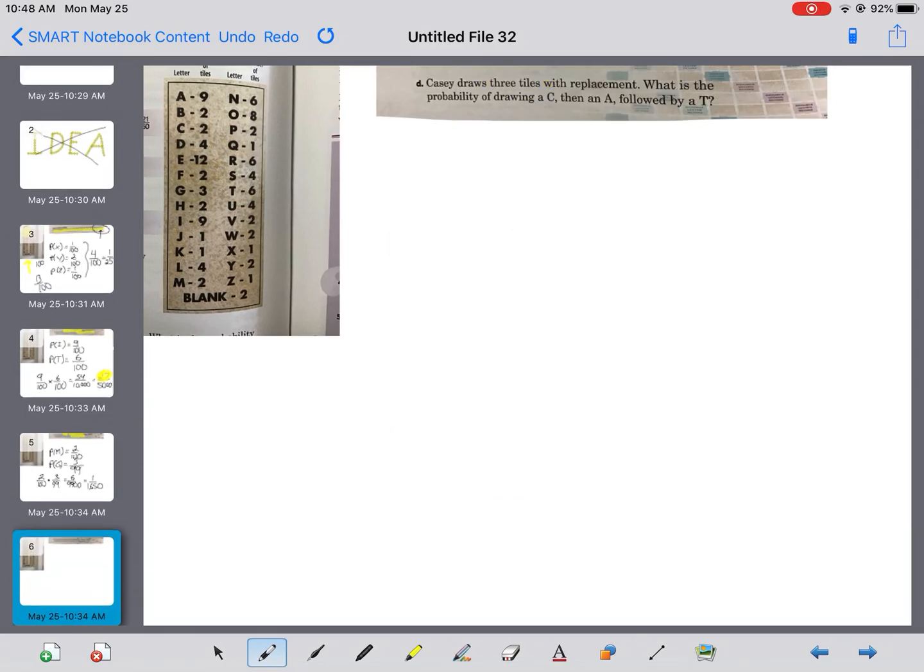Okay, last one. Now Casey is drawing 3 tiles with replacement. Because she's drawing 3 tiles, or he, depending on who you know as a Casey, it's still a compound event. And we have replacement, so every single time it's being reset. Actually, let's solve this problem in 2 ways. Let's pretend that we're going to solve the first part with replacement and the second part without, just so we can compare it. So the probability of a C, then an A, and then a T.